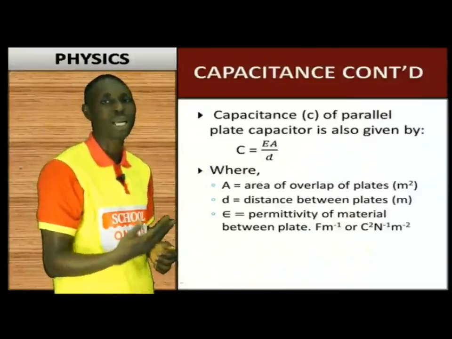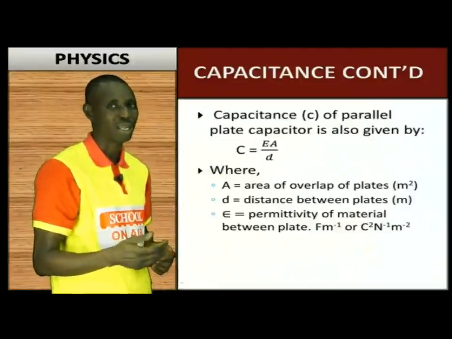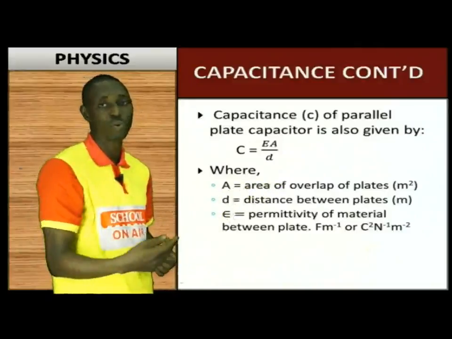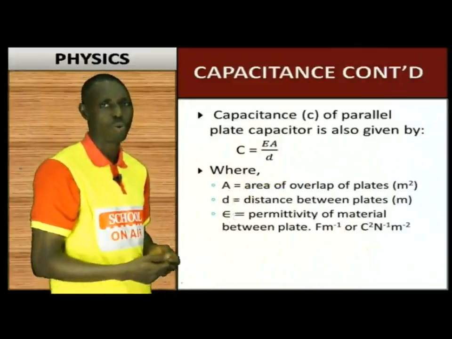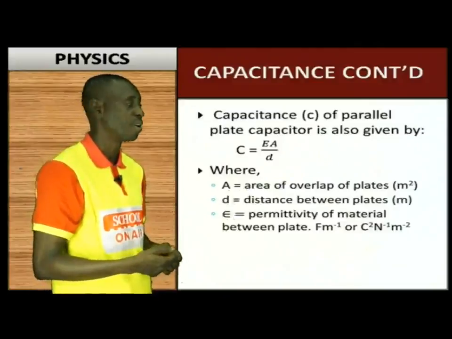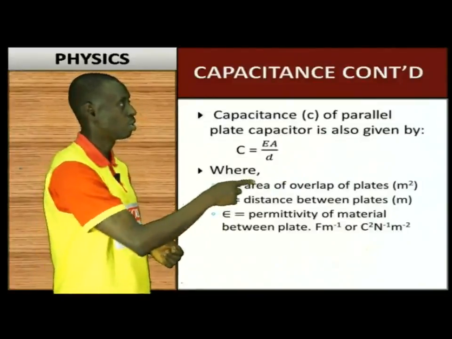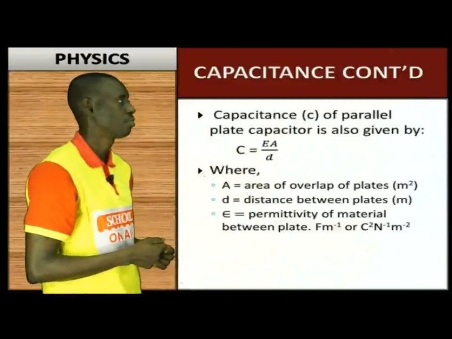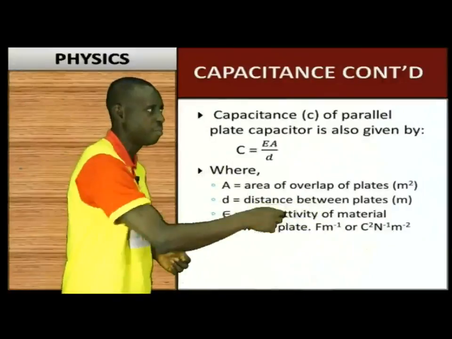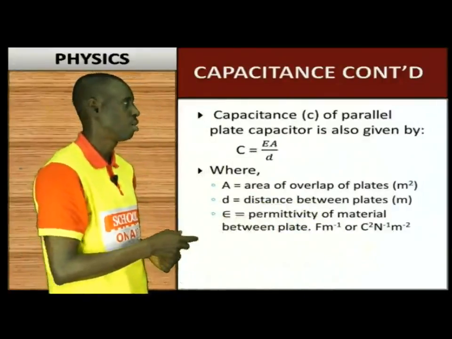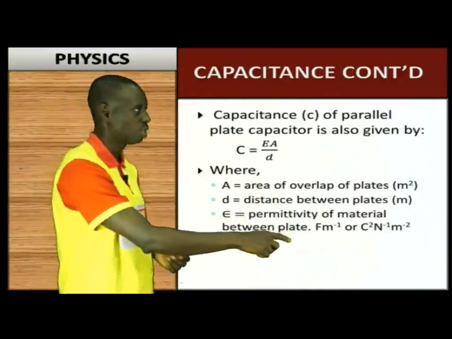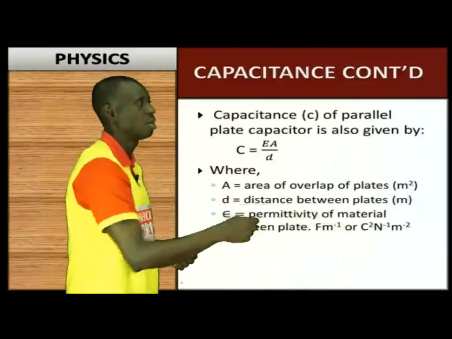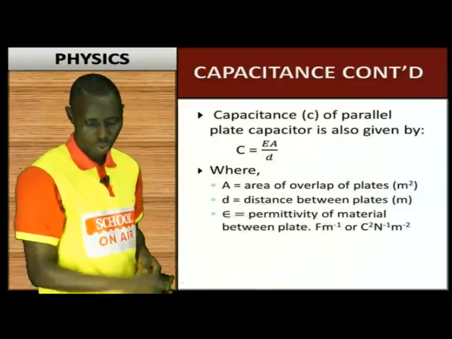But don't forget that when you determine the capacitance of a capacitor, the unit, like I said earlier, will be in farad. And the area, of course, is always measured in meters squared. So if you are given a question in centimeters, of course, you should know what to do. You have to do the conversion of that unit to meter squared, because the area of overlap of the plates is in meter squared. Also, the distance between plates is measured in meters, like length, while the permittivity of the material between those two plates is measured in farad per meter, or coulomb squared per newton meter squared.